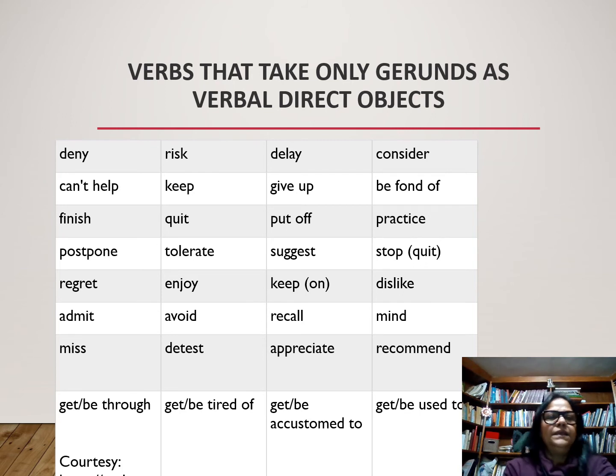I deny complaining to the principal. You can't say I deny to complain. When you say I deny to complain, that means you are not willing to complain. But when you say I deny complaining, that means I refute the charge that you have against me, that I complained to the principal. So the meaning changes.